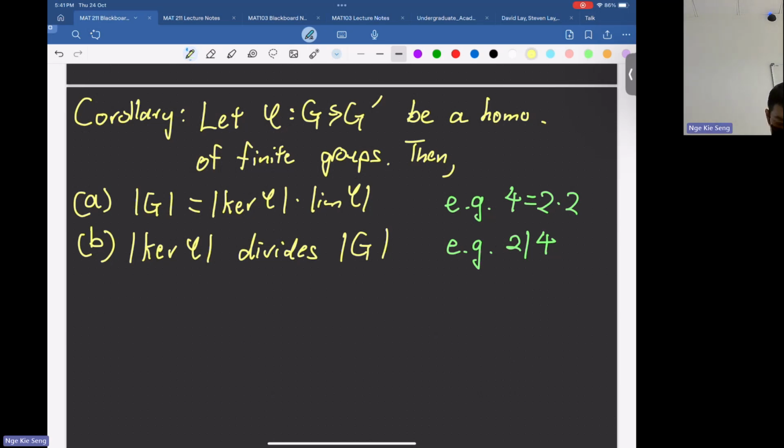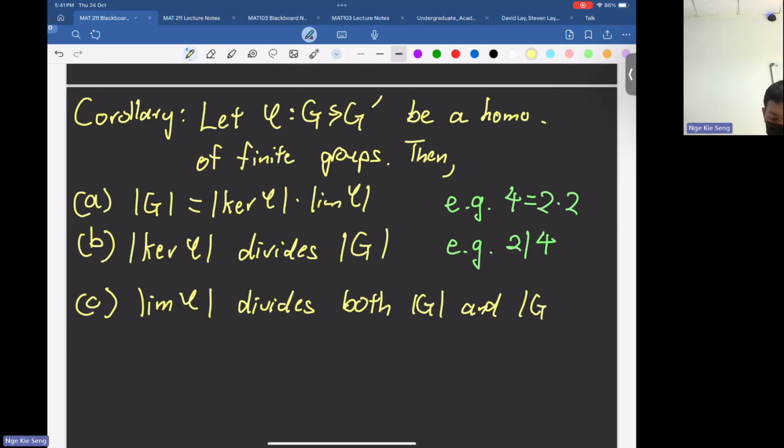Then what else? The last one is the image of φ will divide both G and G prime. The size of the image of φ will divide both the cardinality of G and G prime. You agree or not? Why does it divide G and G prime? Why does the cardinality of the image of φ divide the cardinality of G? By part A. Second part, why does it also divide the order of G prime?